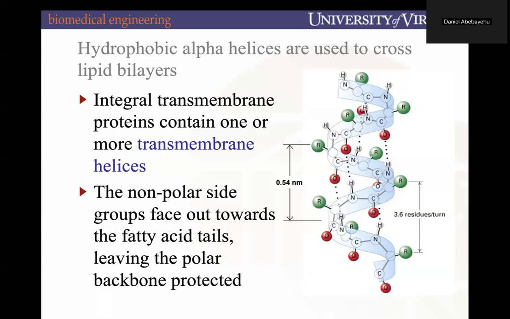What's important to note is that as these hydrophobic non-polar side groups are facing outwards, the polar backbone is going to be buried internally, protected from the hydrophobic region there. So if we take a moment to consider this, I'm going to write some of this information on the board.